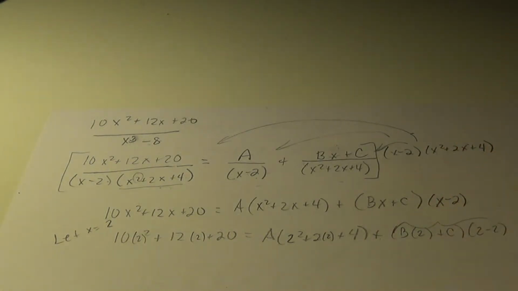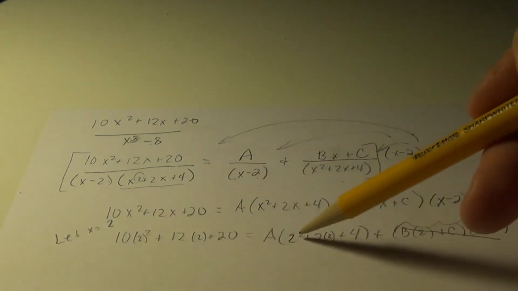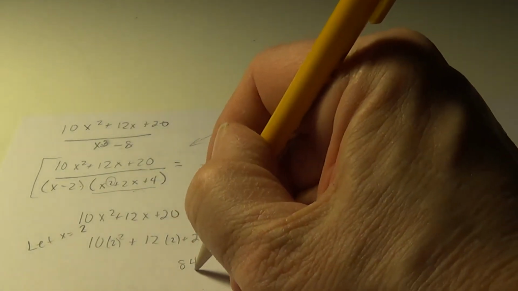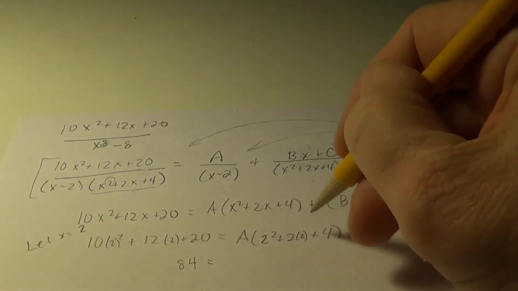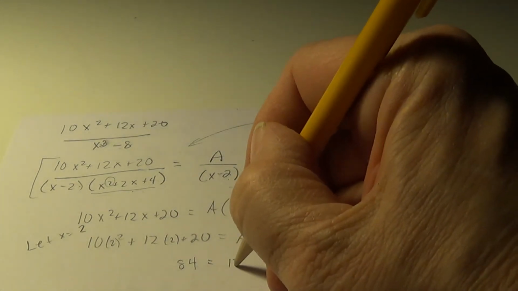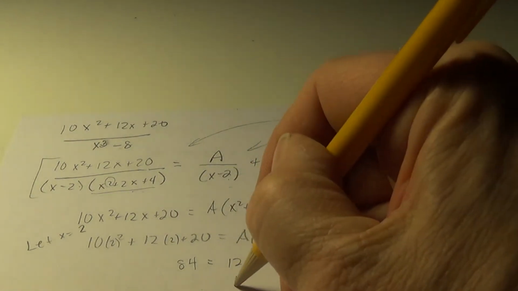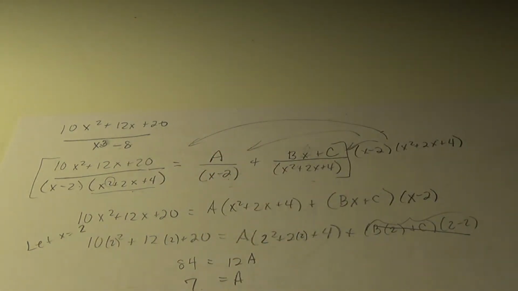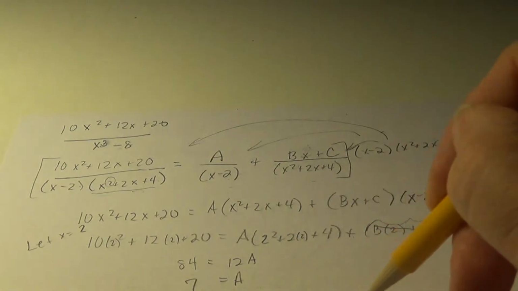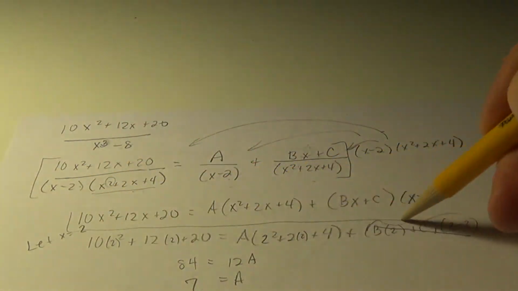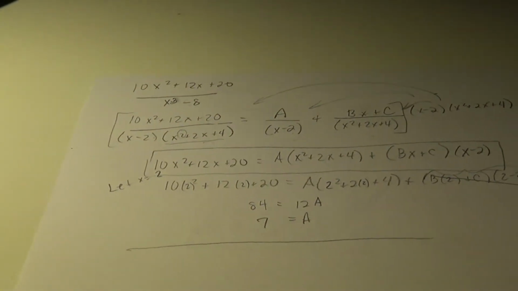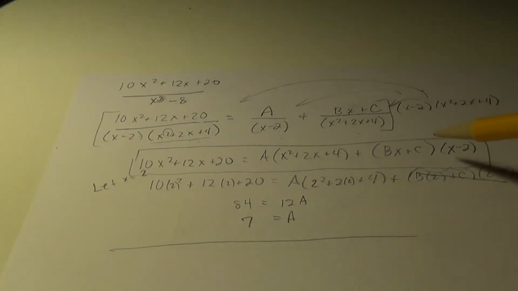So this whole thing, because of the 2 minus 2, will zero out, and it will leave these numbers. When you multiply these numbers out, I believe this is 84 and this is 12. And when you divide both sides by 12, you get A equals 7. All right, so that's a good start. Now back to this expression again. What else could I let x equal this time to solve for B?